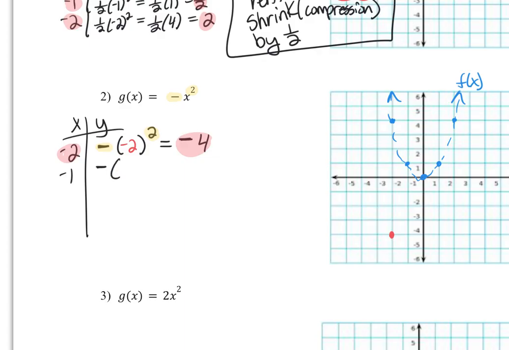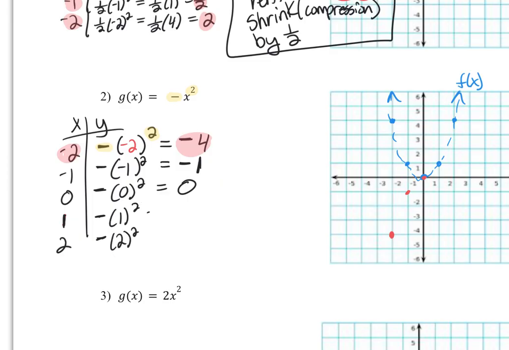If I do -1 squared, I still have that negative on the outside, and now I have that 1. So I have (-1, -1). Then 0: negative, parentheses, 0 squared. Well, 0 can't be negative, so 0 is just 0. +1 and +2 work the same way: (1, -1), (2, -4).